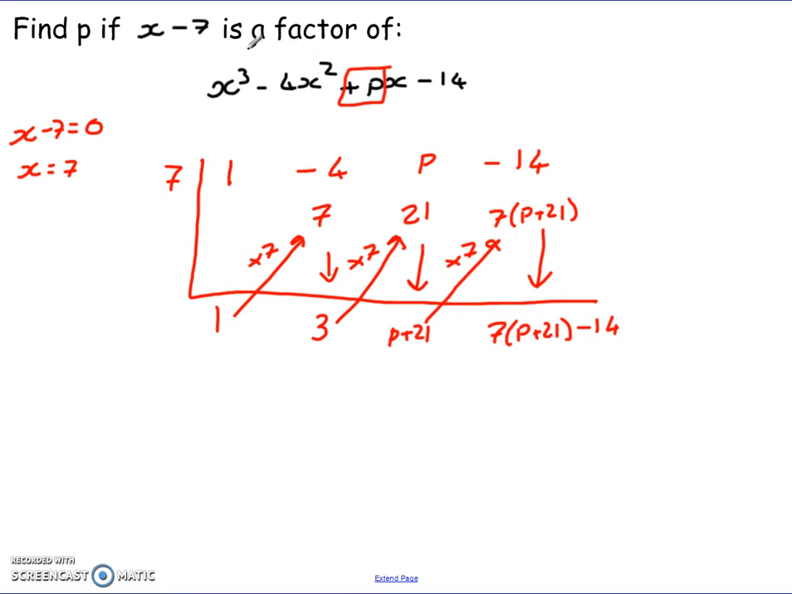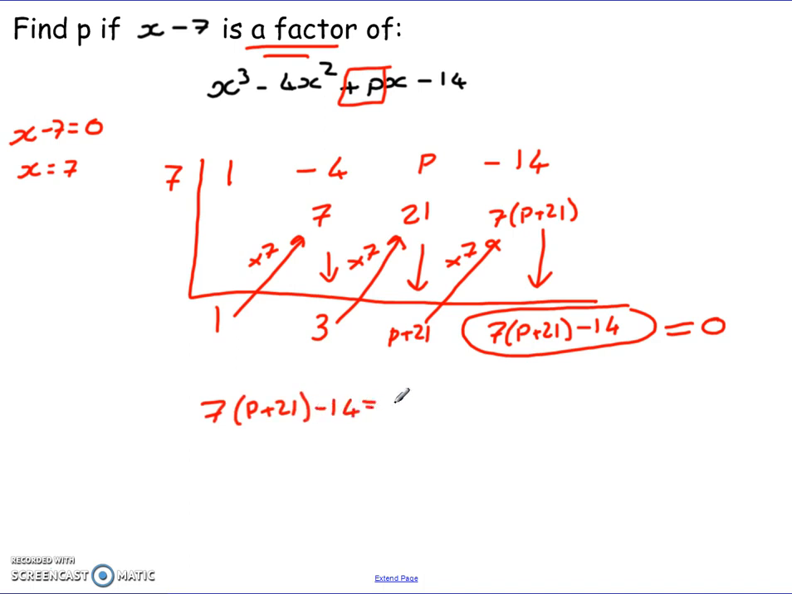However, I've told you that it's a factor. Now remember, if it's a factor and we do synthetic division, we should end up with the same value here every single time. That should be equal to 0. So what that allows me to do is actually set up an equation and say, fine, so 7 bracket p plus 21, take away 14, has to equal 0 for it to be a factor. And then I can just solve it like algebra. So it's 7 bracket p plus 21 equals 14.